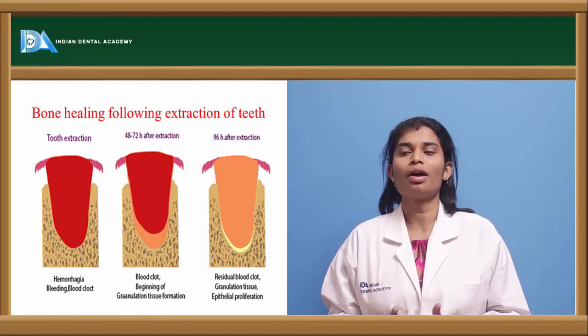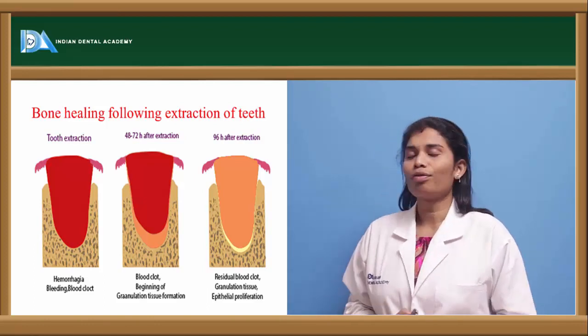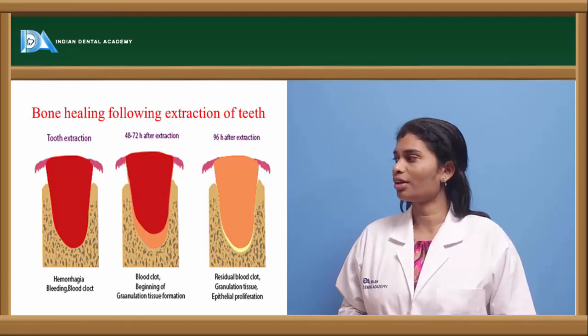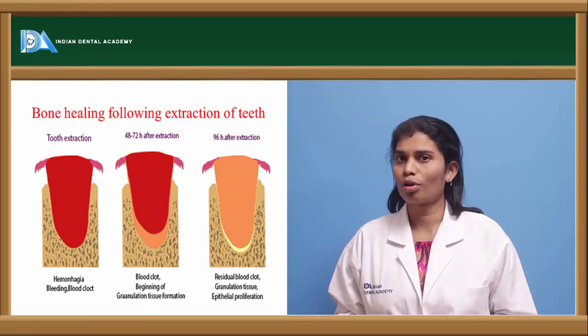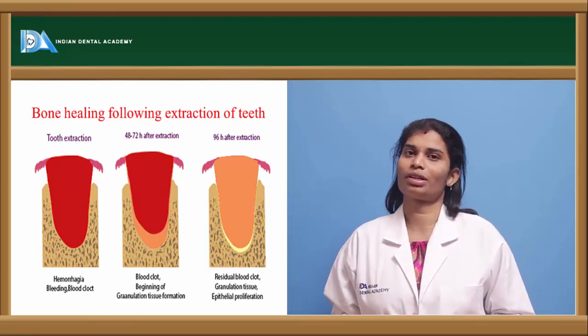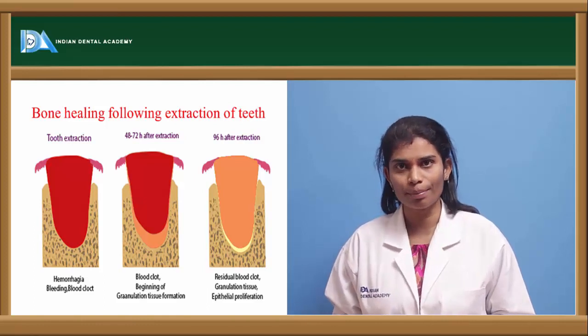Following tooth removal, there will be bone healing. What are the stages in bone healing? Following immediate tooth extraction, in the first 24 hours, there will be hemorrhagia, bleeding and formation of blood clot. This happens within the first 30 minutes and after that it is the organization of the blood clot.